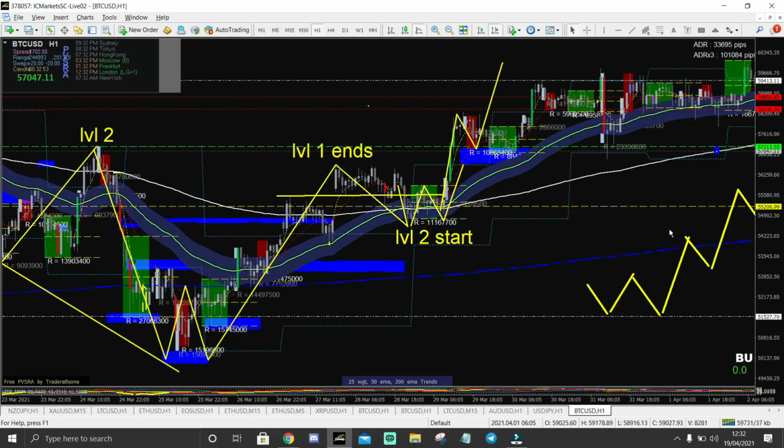Now, the way you determine a level 1, this is important. The way you determine a level 1 is you focus on when price forms a high and where it pulls back to. Does it pull back to a moving average, specifically the 50 EMA? And ideally, you want to base your levels and cycles on the 1 hour time frame.